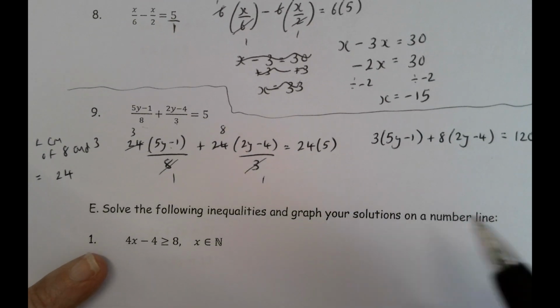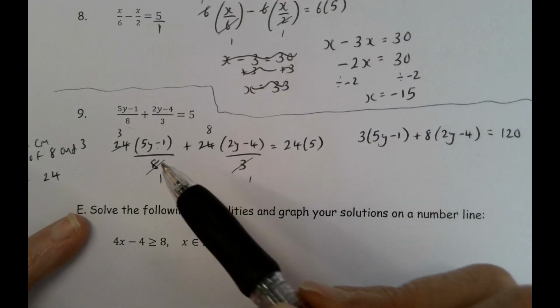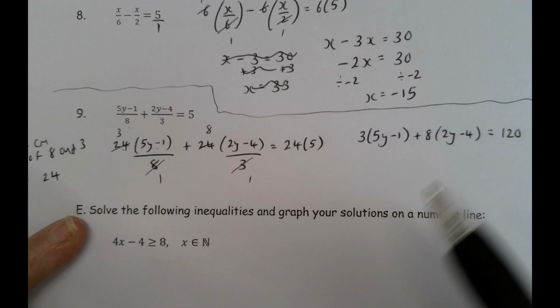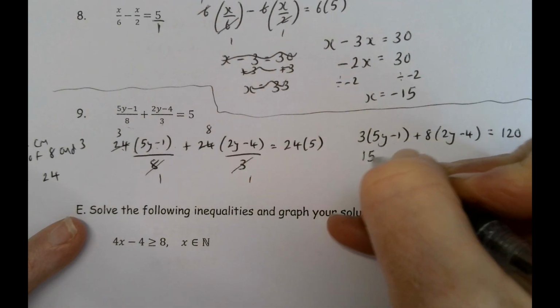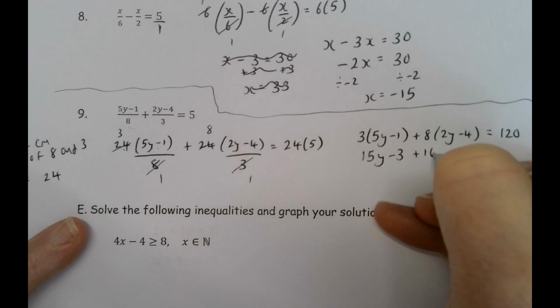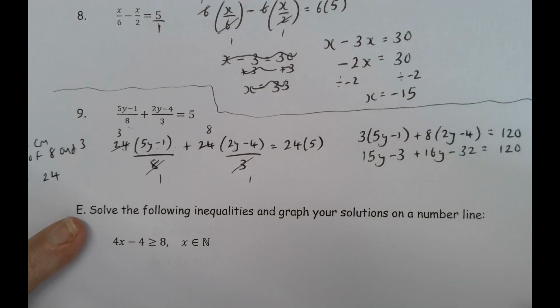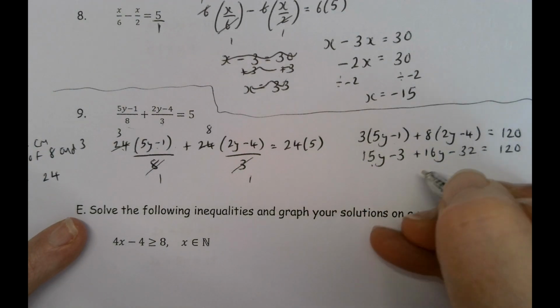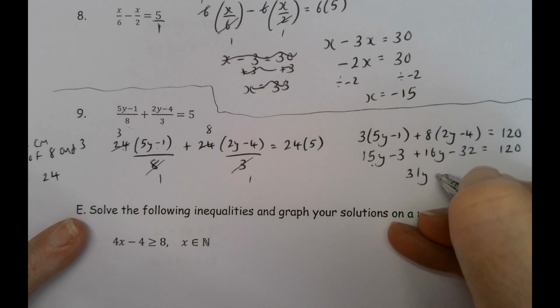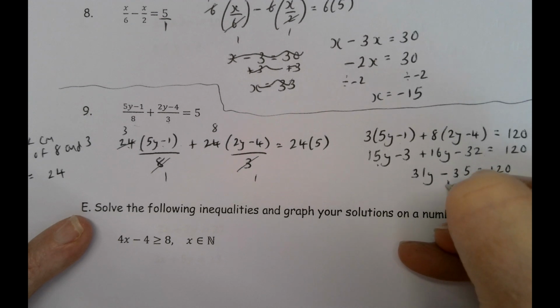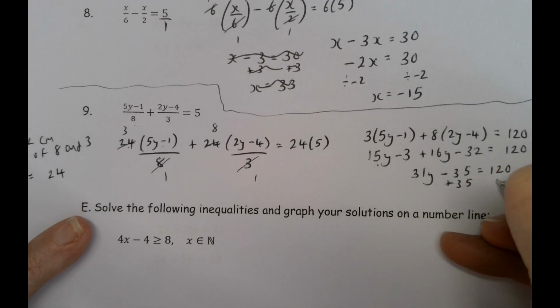Okay, so 3(5y − 1) + 8(2y − 4) = 120. So 15y − 3 + 16y − 32 is equal to 120. So 15y and 16y, 31y − 35 is equal to 120. Add 35 to both sides.